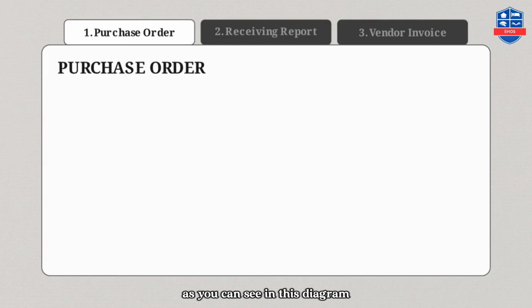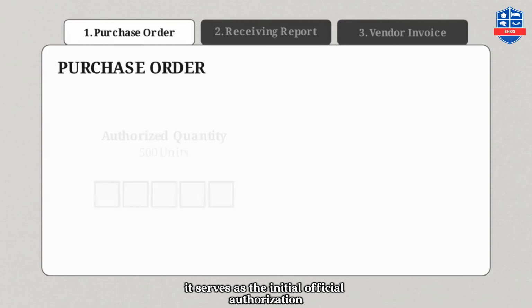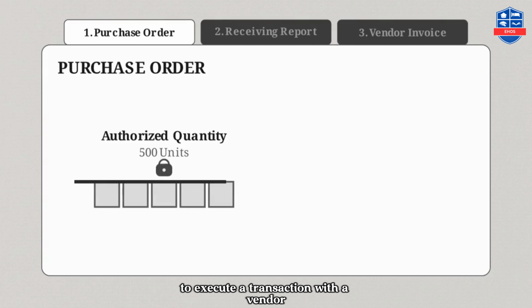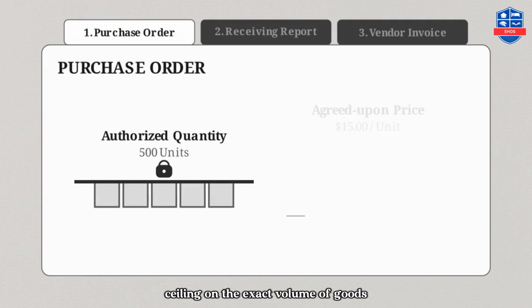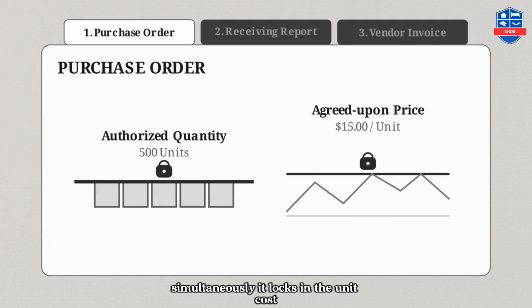As you can see in this diagram, the first is the purchase order. Generated internally before any goods are shipped, it serves as the initial official authorization to execute a transaction with a vendor. By issuing the PO, the hotel establishes a rigid ceiling on the exact volume of goods it is legally agreeing to accept. Simultaneously, it locks in the unit cost.